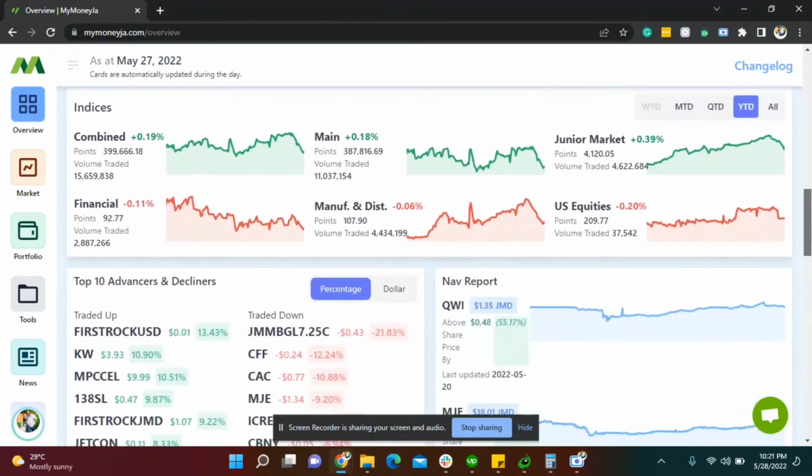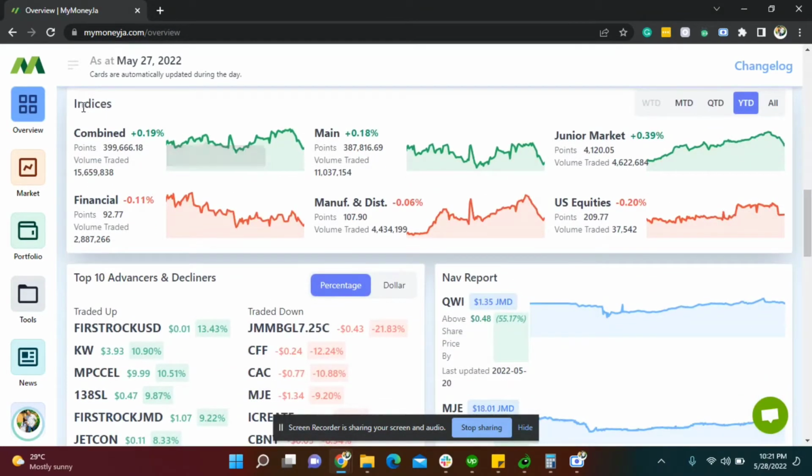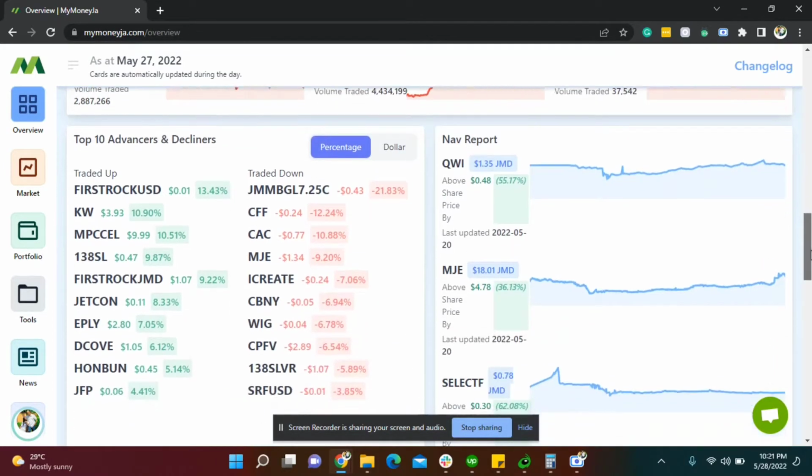If you scroll down, it shows you all the indices: the combined market, main market, junior market, the financial market, which is all the financial institutions on the stock exchange, manufacturing and distribution, all the manufacturing and distribution companies, and all the US equities, all of the companies that have US equities on the stock exchange. So that's what it's showing you. And you scroll down some more.